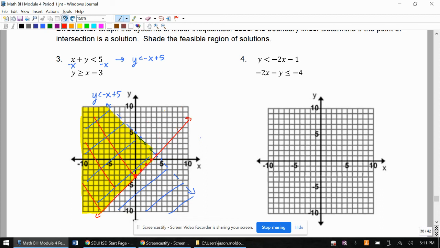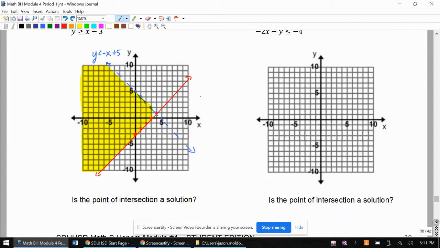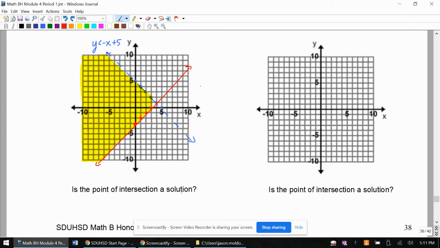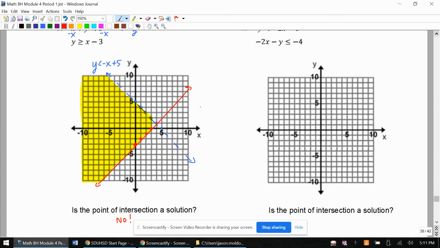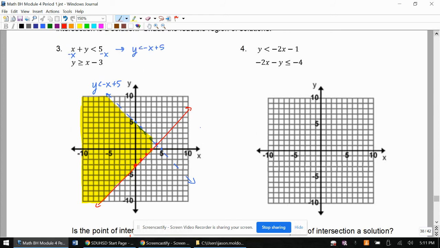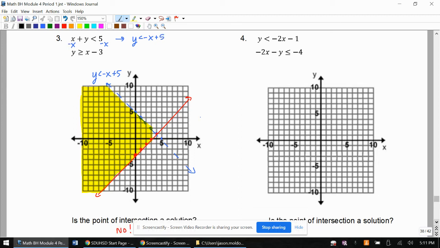All right. The other question it asks is the point of intersection a solution? And since one of them is dashed, we'll put no. So we almost know, in fact, we do know right at the start, unless the lines happen to be parallel. So number 4, because if the lines are parallel, even if they're both solid, there isn't going to be a point of intersection.